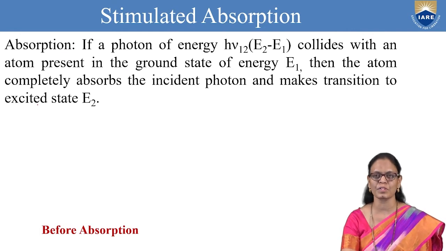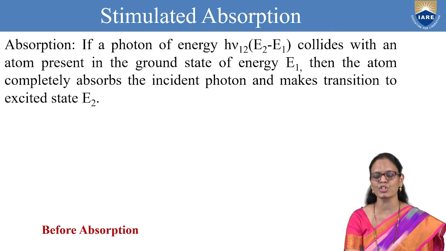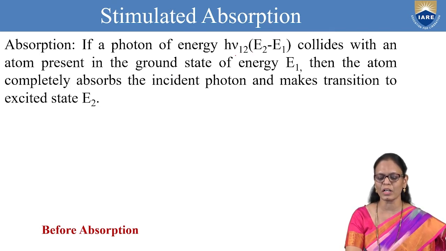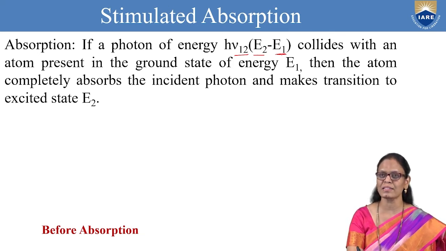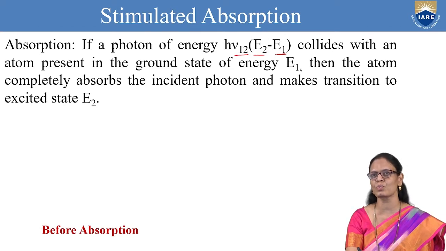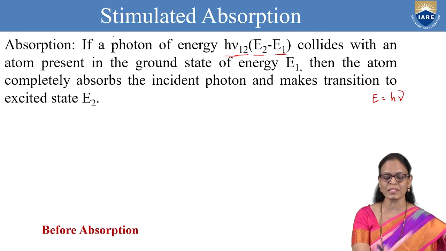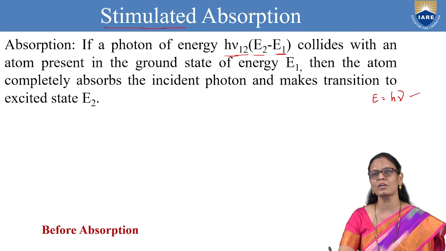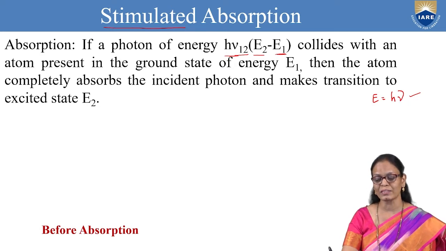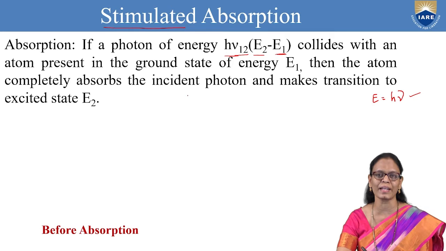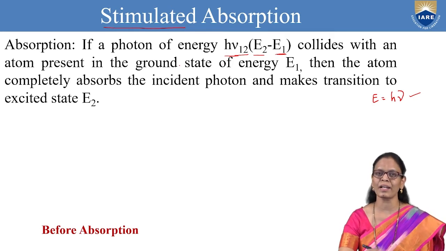So, what is happening in absorption? If a photon of energy h nu 12, where E1 is the energy of the ground state and E2 is the energy of the excited state, supplies the difference in energy between the two states, with the energy of the photon given by E = h nu, then this frequency must be suitable for the electron to transit into the higher energy state.